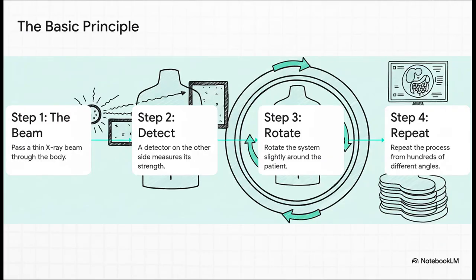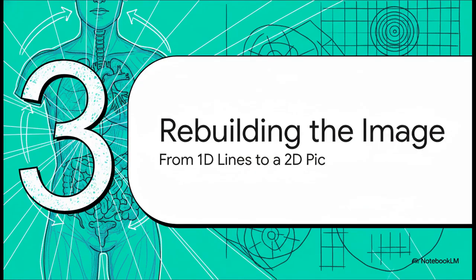So how does it actually work? Well, the basic idea is surprisingly elegant. First, you've got this very thin, very focused X-ray beam that passes right through the body. Now, on the other side, there's a detector that measures exactly how much of that beam made it through. Then, the whole system, the X-ray source and the detector, rotates just a tiny little bit around the patient. And you just do it again, and again, and again, repeating that whole process from hundreds of different angles. It's kind of like shining a flashlight through a foggy glass box from every possible direction to build a perfect map of whatever's inside.